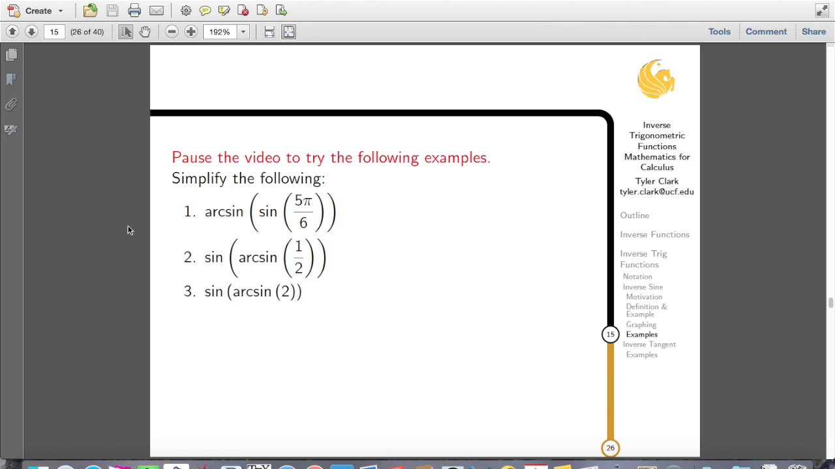So I want you to pause the video and try the following 3 examples. We're looking at the arcsine of the sine of 5 pi/6, the sine of the arcsine of 1/2, and the sine of arcsine of 2.